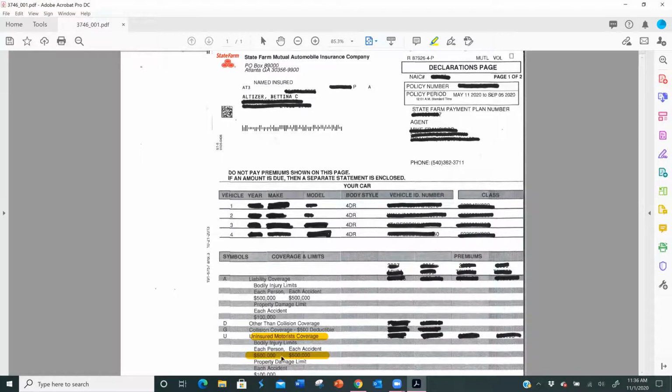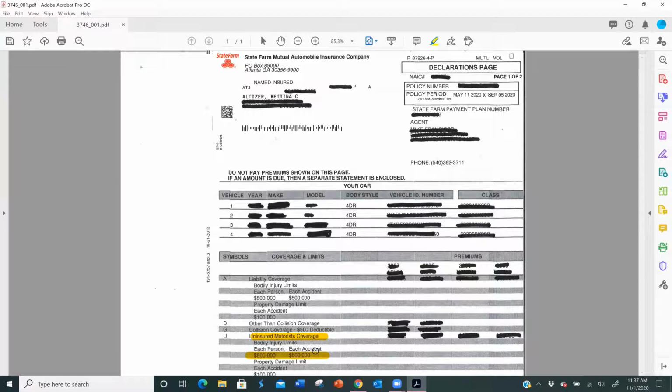So again, it's the same kind of concept, and I'm not going to repeat the concept that I did with the liability, but each person, if I get hurt, then I have access to $500,000. If multiple people are in my car, or two people are in my car, then they have access to $500,000 coverage if that person has no insurance.